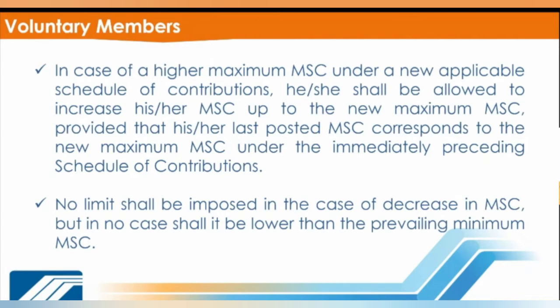Okay? And lastly, no limit shall be imposed in the case of decrease in monthly salary credit of the voluntary member, but in no case shall it be lower than the prevailing minimum monthly salary credit. So even if you're above 55 years old, you wanted to decrease your monthly salary credit, you will be allowed to do so, but syempre, not lower than the prevailing minimum monthly salary credit already.